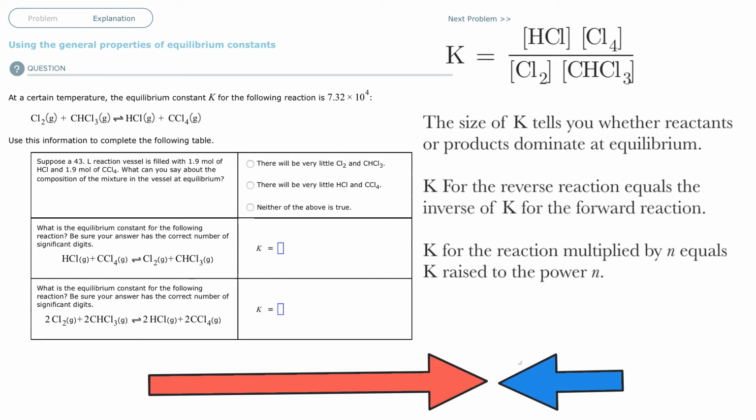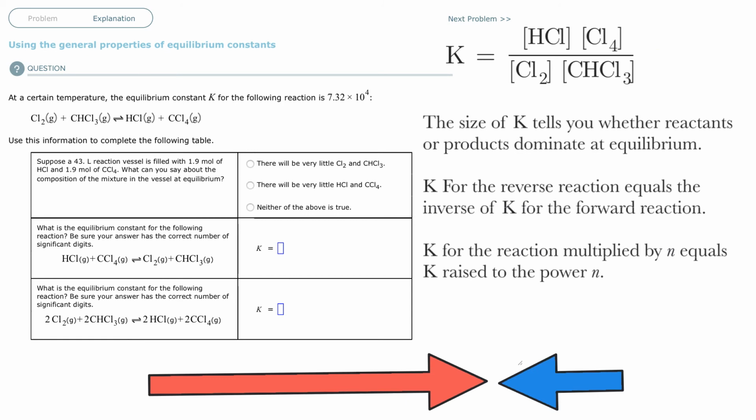So if I double it, I take the K, whatever my K is, 7.3 times 10 to the 4, and I square it. If every single thing is tripled, then I cube it. I take the K and I raise it to the third power. If every one is multiplied by 5, I take the K and raise it to the 5th power. So this would be K squared equals HCl squared times CCl4 squared over Cl2 squared over CH3Cl squared.